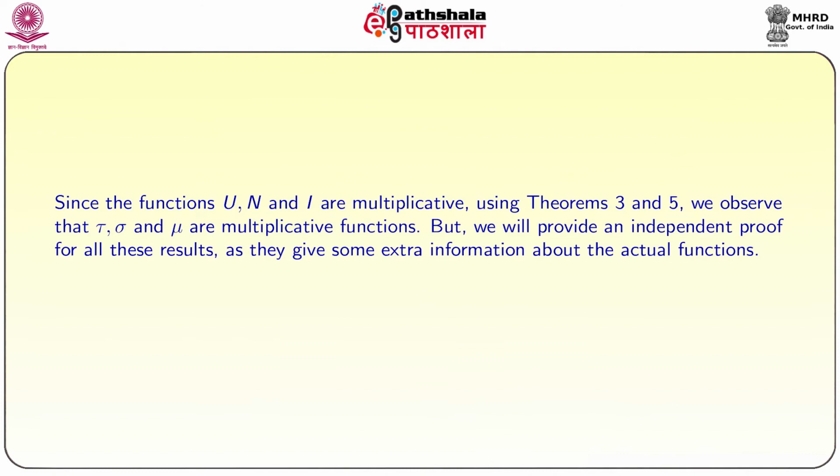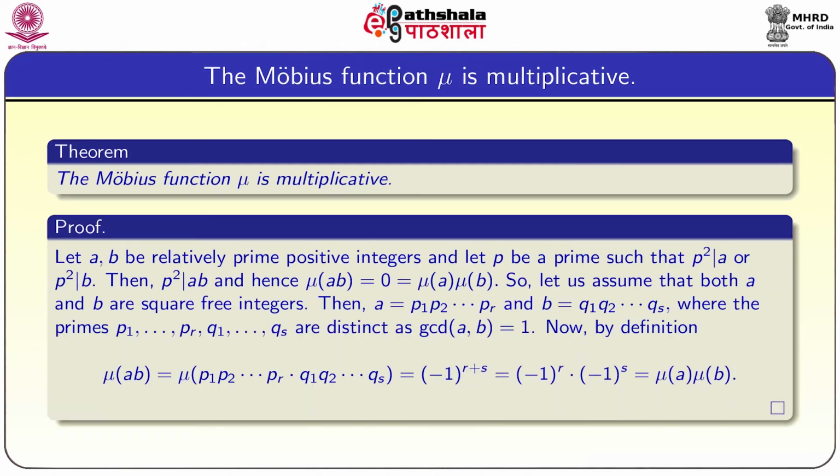So, since the functions mu, n and I are multiplicative, by using the previous theorem we can observe that tau, sigma and mu are also multiplicative functions. But we will give an independent proof of all these results, as they give some extra information about the actual functions. We already know that tau, sigma and mu are multiplicative functions, but we are giving alternative proofs. First, we are going to show that the Mobius function mu is multiplicative.